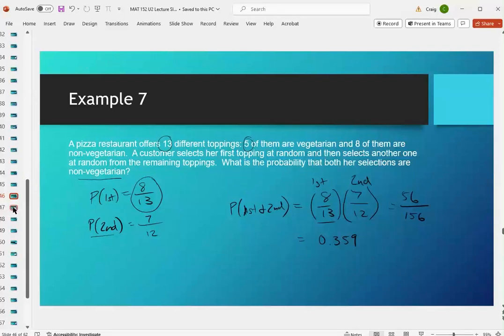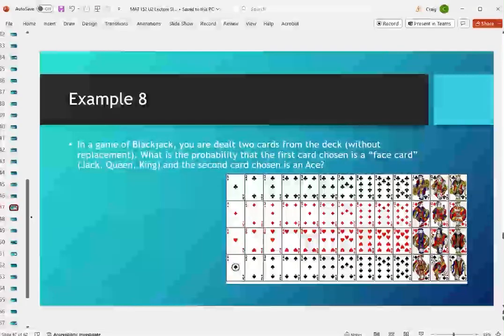Let's look at another example of this. In the game of blackjack, you're dealt 2 cards from the deck, and they don't replace any of those cards. What's the probability that the first chosen card is a face card, a jack, queen, or king, and the second card is an ace? Well, nobody else is playing blackjack, it's just you, so we don't have to worry about losing any other cards. So the very first card that you're dealt, the probability of it being a face card. We're going to go with just the first and second choice here, just like we did in the last one, just to show it.